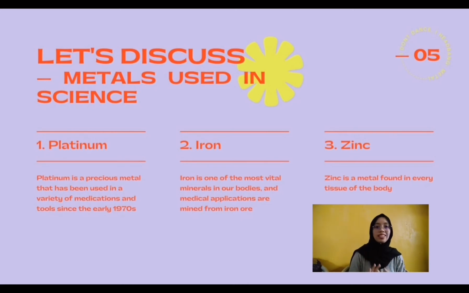The third one is zinc. Zinc is a metal found in every tissue of the body. For example, zinc is used to heal wounds. Zinc can also be used to treat a number of severe medical conditions such as Crohn's disease and Down syndrome. The last one is gold. Gold salt complexes have been proven to treat rheumatoid arthritis.